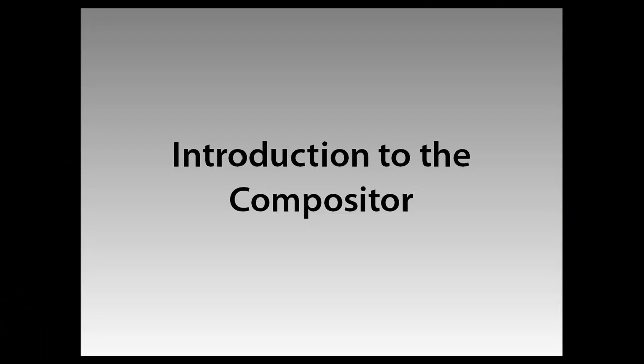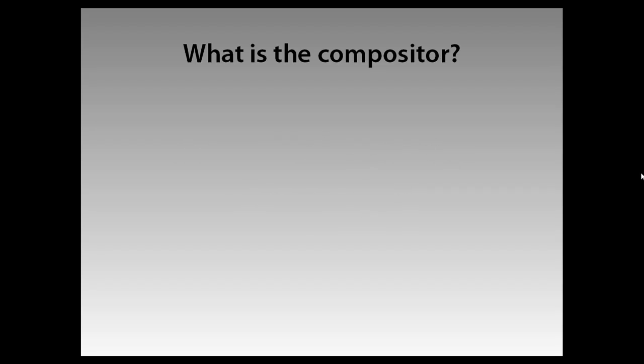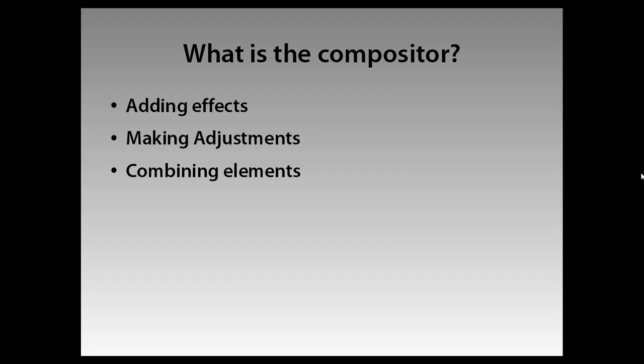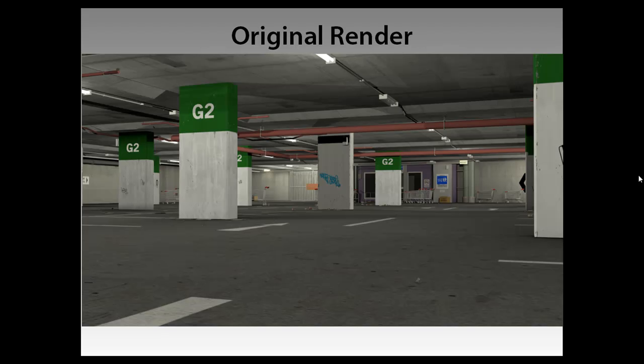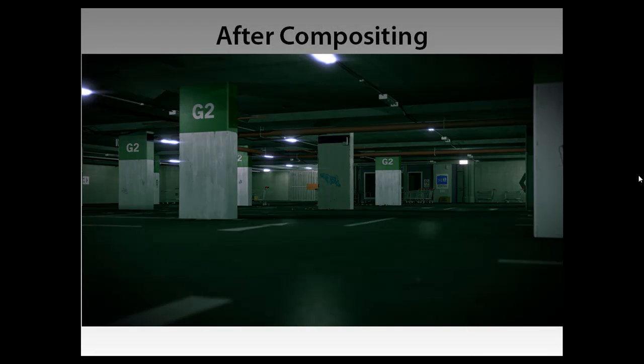Alright, so let's start with the basics. What is the Compositor? The Compositor can be used to add effects, make adjustments, or combine elements within the render to produce a more polished final image. For example, I took this image straight out of Blender, and by putting it through the Compositor, I've completely changed the look of the image. I've added glow effects, vignetting, depth of field, a whole range of different effects to completely change the final effect of the image.